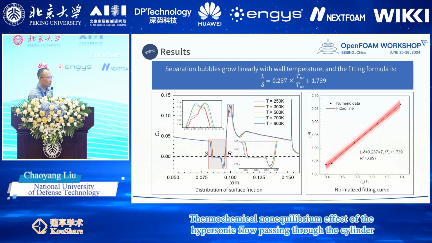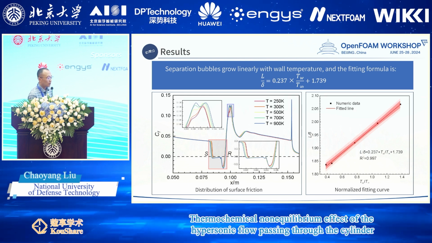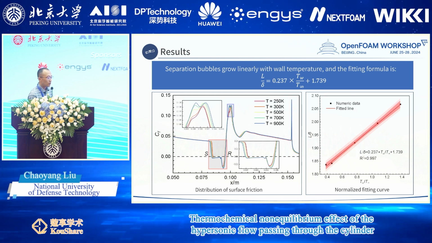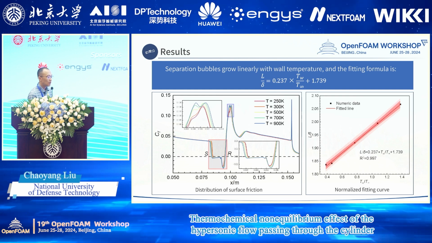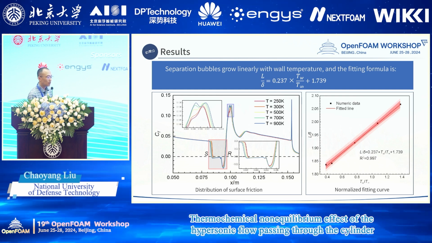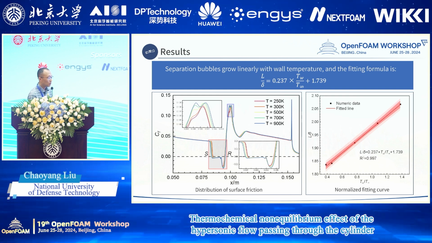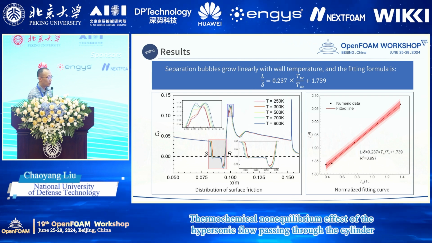Next, we'll focus on the impact of wall temperature. The left figure shows the friction resistance corresponding to different temperatures. Separation bubbles grow linearly with wall temperature, shown in the right figure, and after fitting, the formula can be expressed in this form.